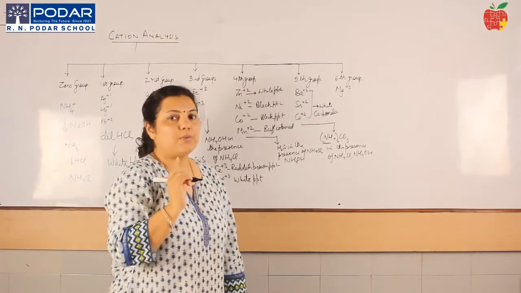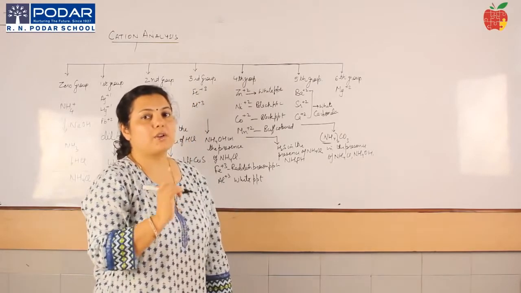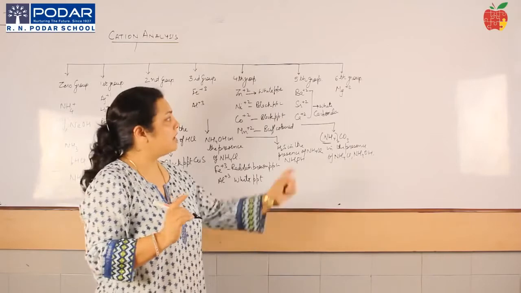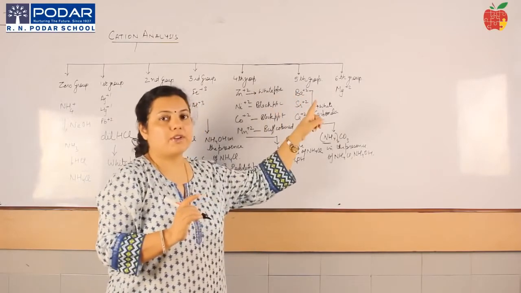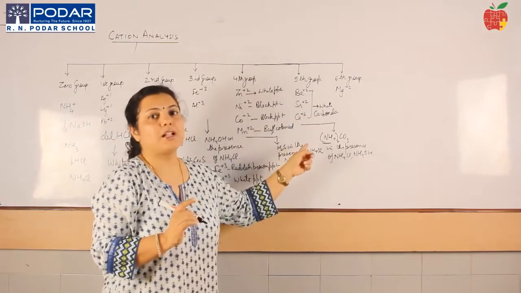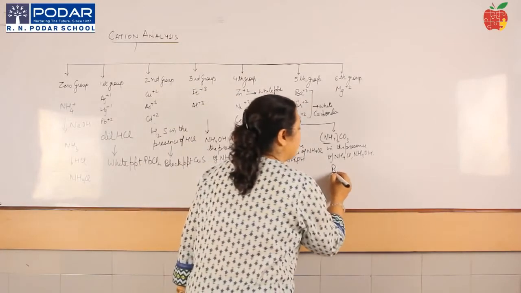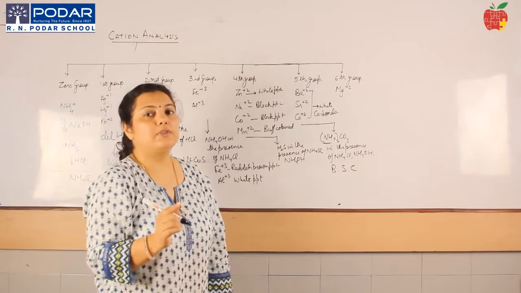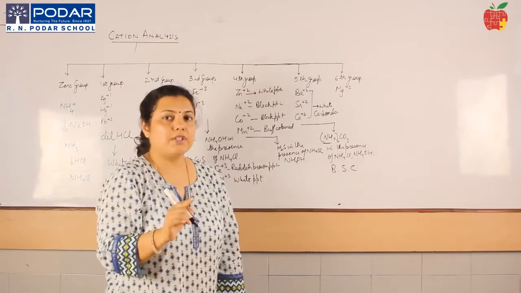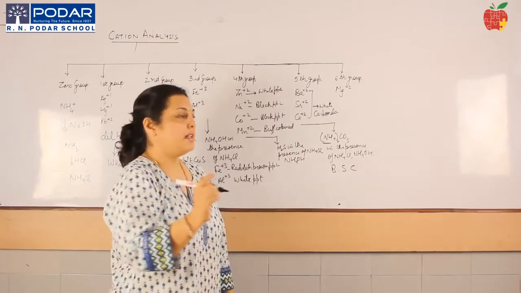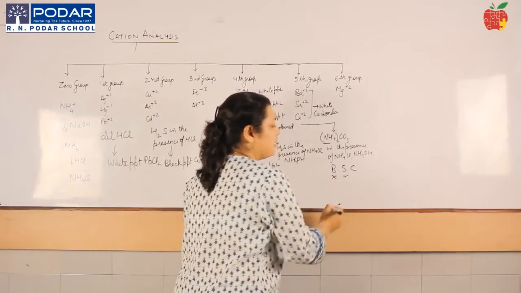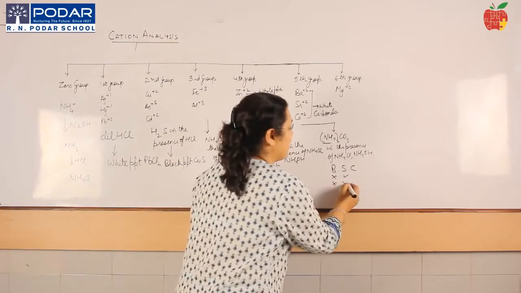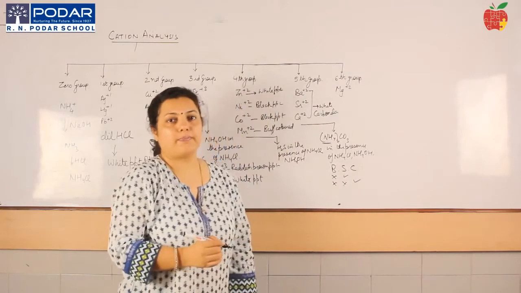Now you should keep one thing in mind, that confirmatory tests are always performed in the order of first confirming whether barium is there or not, then strontium and then calcium. Remember BSC. If barium is not there, then only you will move for strontium. If strontium is not there, then only you move for calcium. When these two are negative, then only move for your calcium.